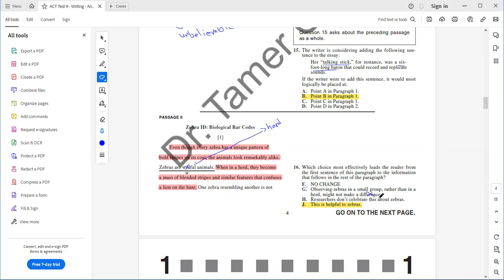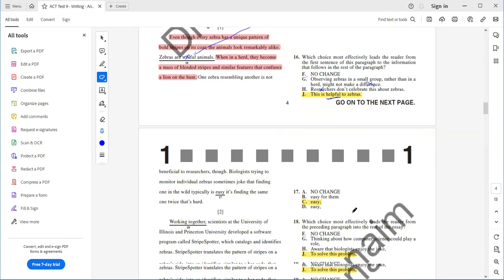Let's look at H. Researchers don't celebrate this about zebras. We didn't talk about the researchers. We're talking about how those lines help them. This is helpful to zebras. How is it helpful? Because when they are in a herd, the blended stripes and similar features will confuse the lion. So it will be helpful for them. Clear? Yeah. Okay.